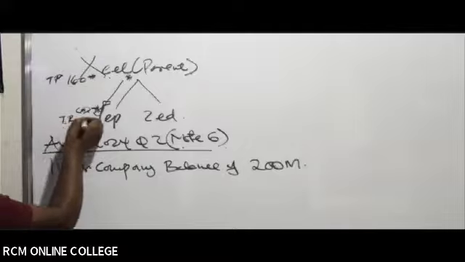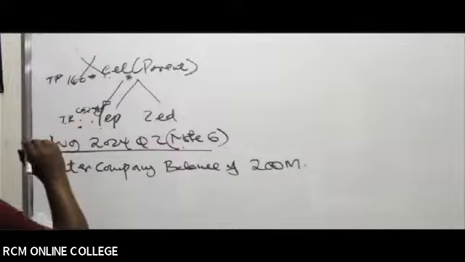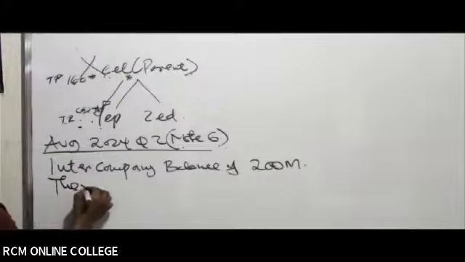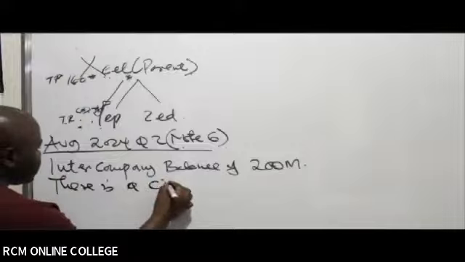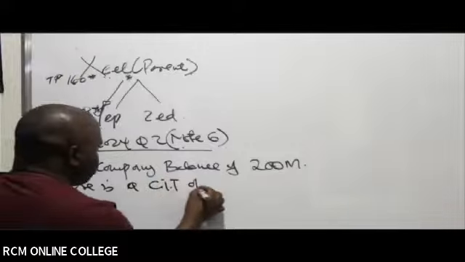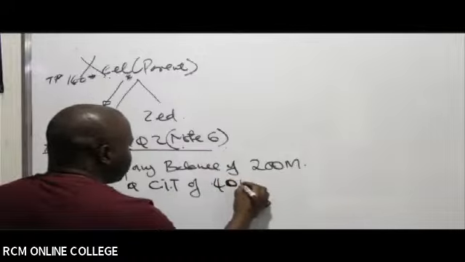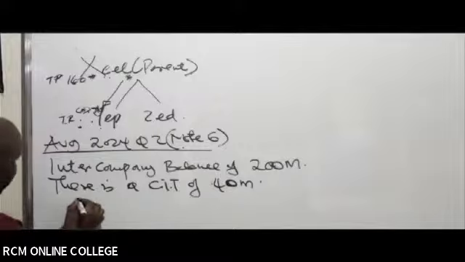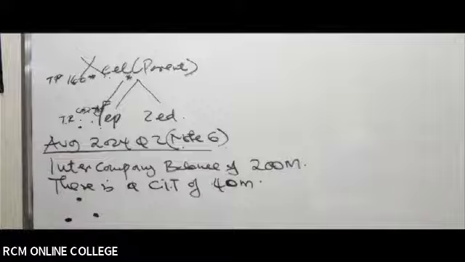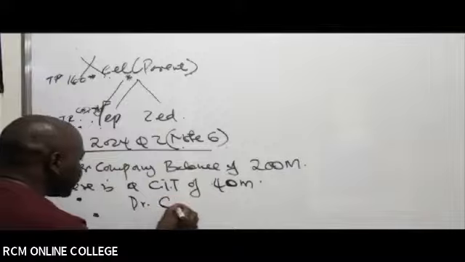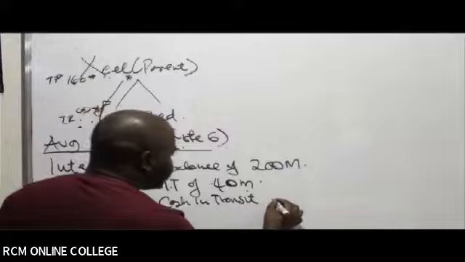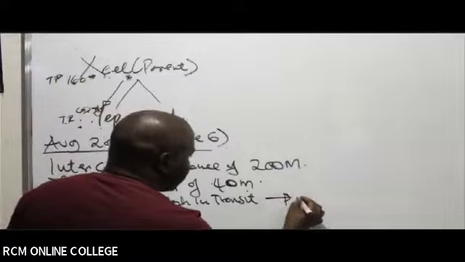So YEP is still accounting for these trade receivables as 200 million. So there is a cash in transit, CIT, of 40 million. And if this is the case, this is how you account for this cash in transit. You'll have to debit cash in transit with an amount of 40 million.